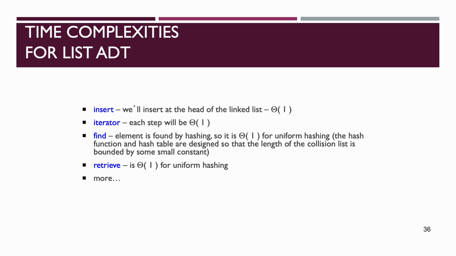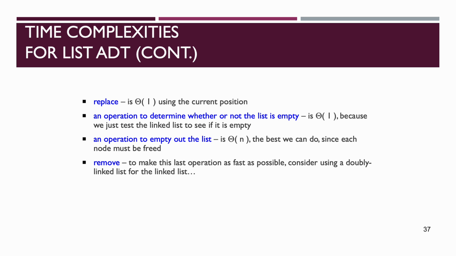For uniform hashing, the hash function and hash table are designed so that the length of the collision list is bounded by some small constant. Then retrieve is theta 1 for uniform hashing. And if we see here, replace is theta 1 using the current position. An operation to determine whether or not the list is empty is theta 1 because we just test the linked list to see if it's empty.